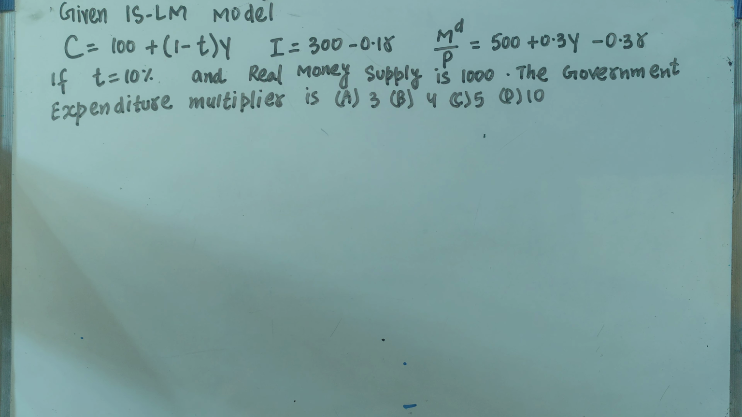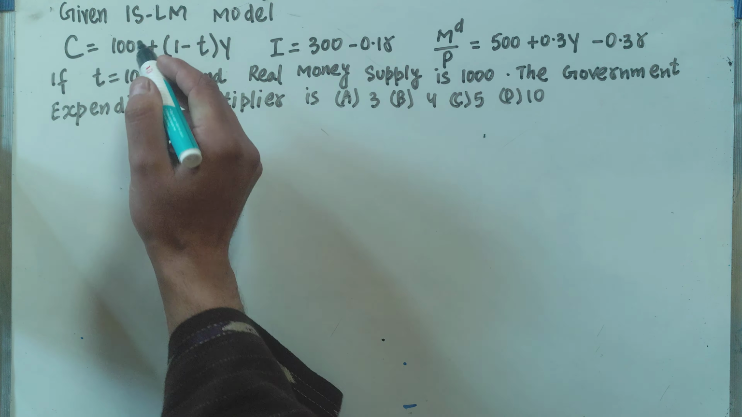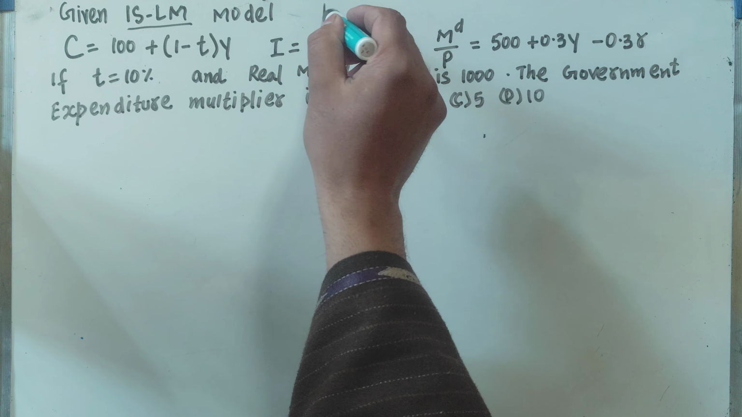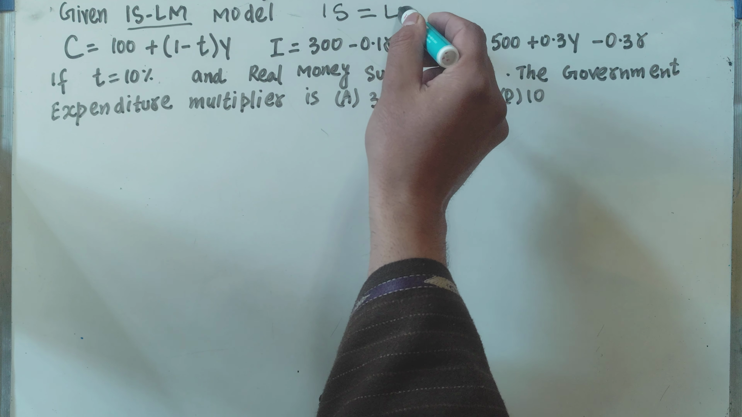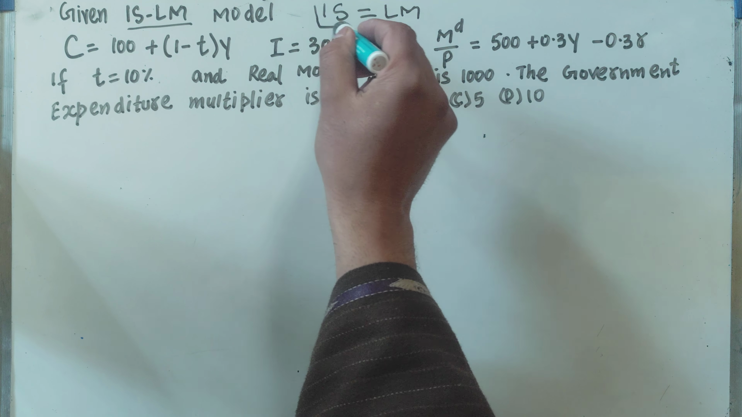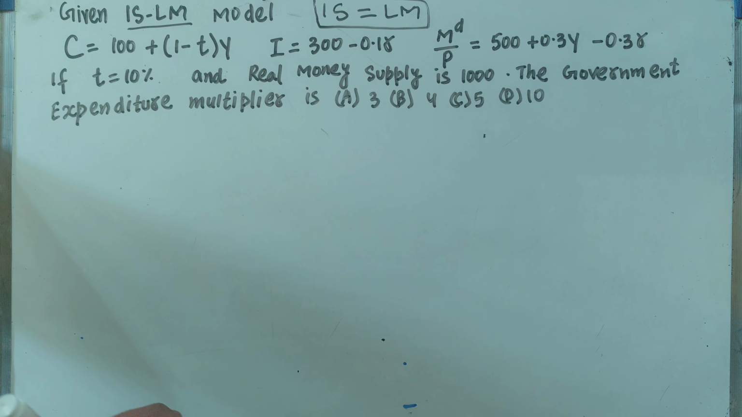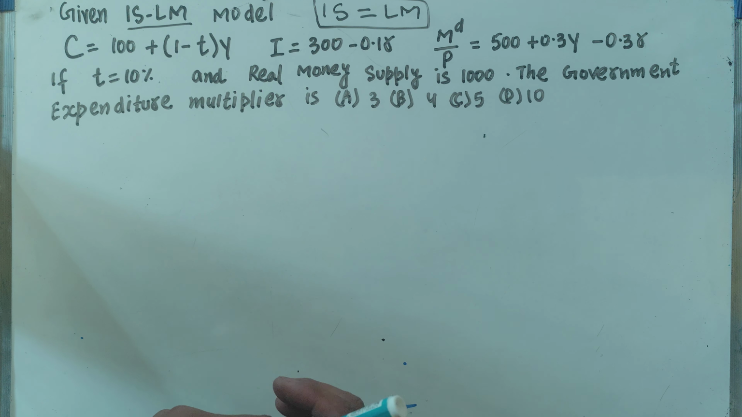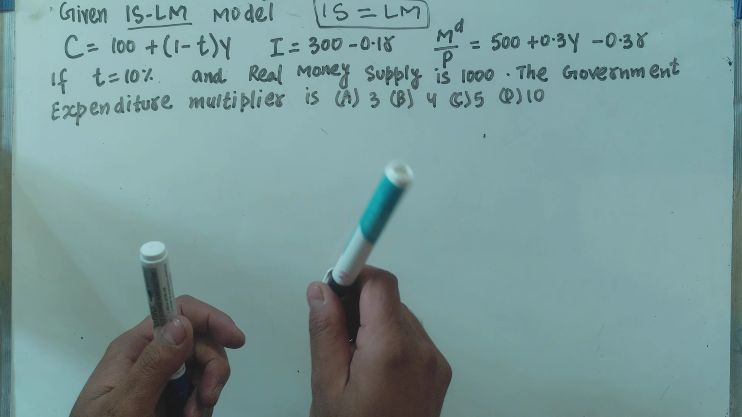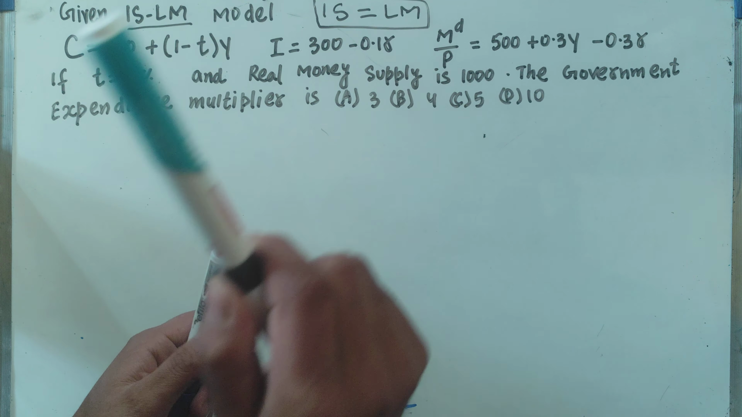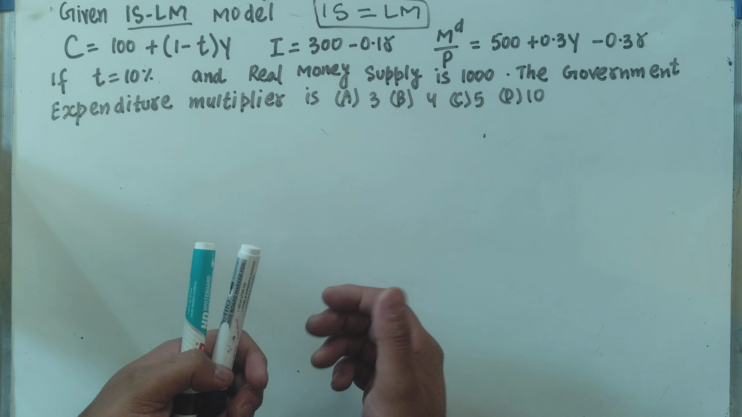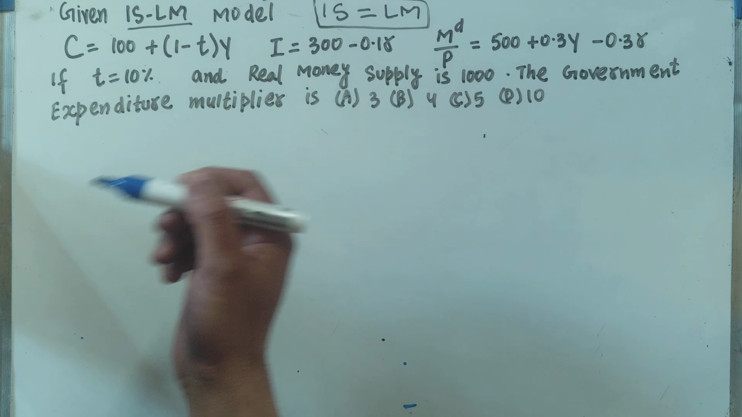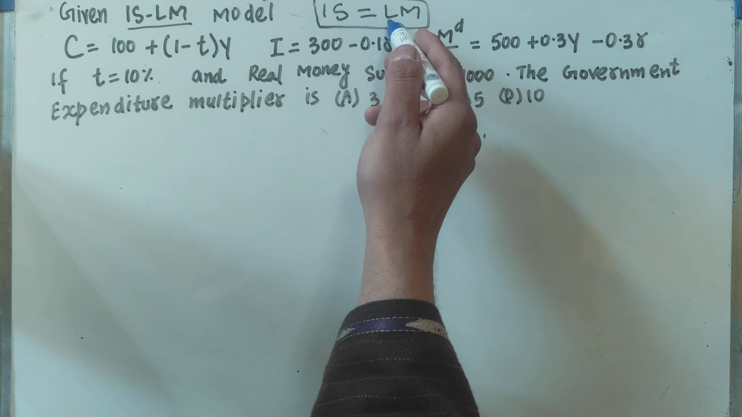Now, since we have the IS-LM model, we know that at equilibrium, IS should be equal to LM. That means for simultaneous equilibrium, the investment-savings equation should be equal to the LM equation. That is, goods market and money market should be in equilibrium simultaneously. So first we solve for LM, that is, the money market.